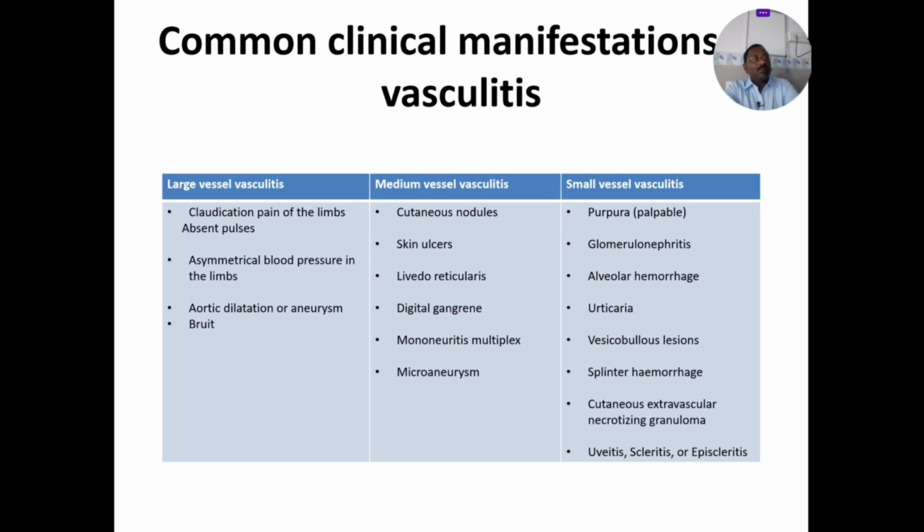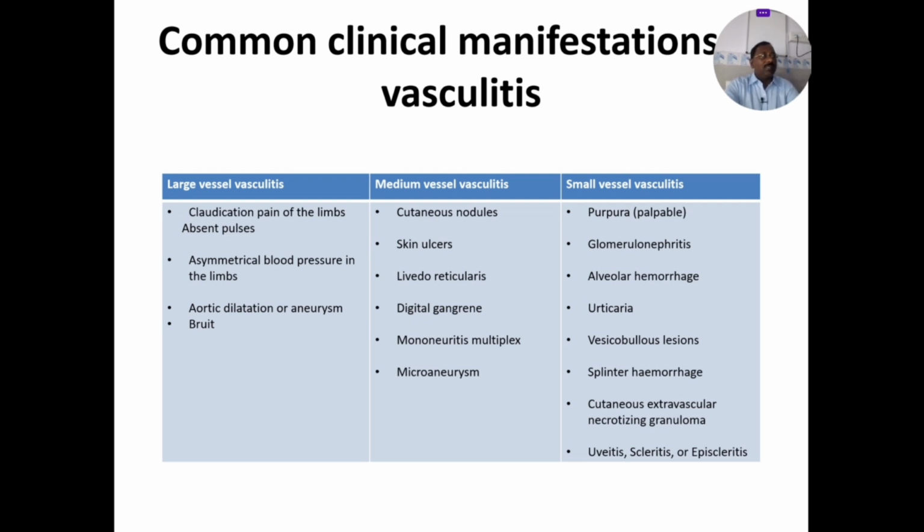In large vessel vasculitis, you have claudication pain of both limbs and absent pulses, asymmetrical blood pressure in the limbs, and aortic dilatation or aneurysms and bruits. So these are the large vessel vasculitis picture. In the medium vessel, you have cutaneous nodules, skin ulcers, livedo reticularis, distal gangrene, mononeuritis multiplex, and microaneurysms. So they are the features in medium vessel vasculitis.